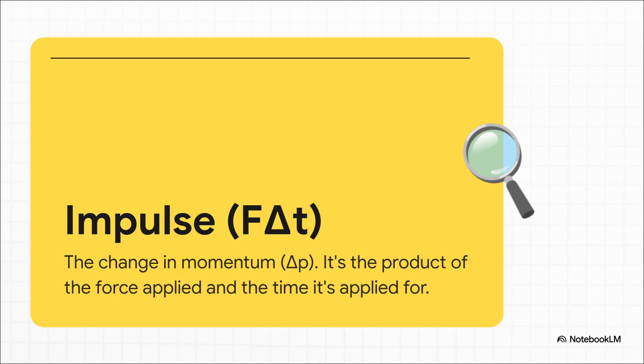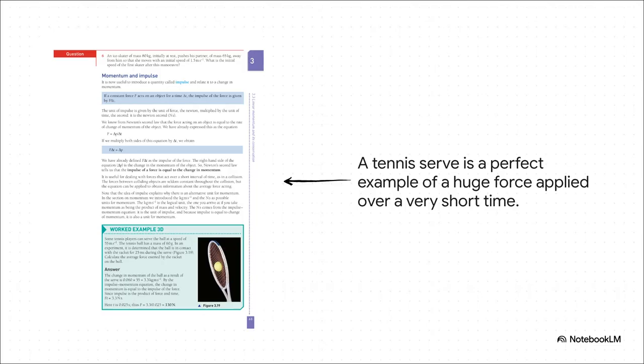This relationship is incredibly powerful. It's literally the reason airbags work. By making the collision time longer, they drastically reduce the force your body feels, even though your total change in momentum is exactly the same. Let's apply this idea to a real-world scenario. A tennis serve is the perfect example of a huge force being applied over a very, very short period of time.